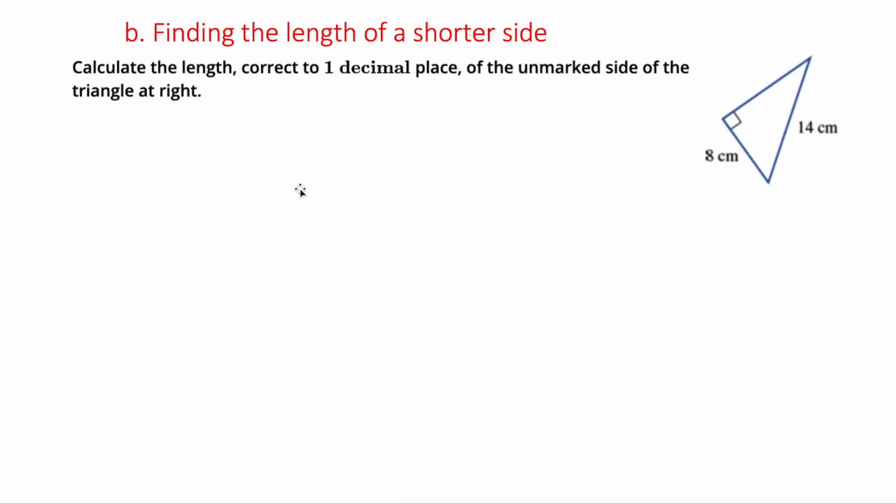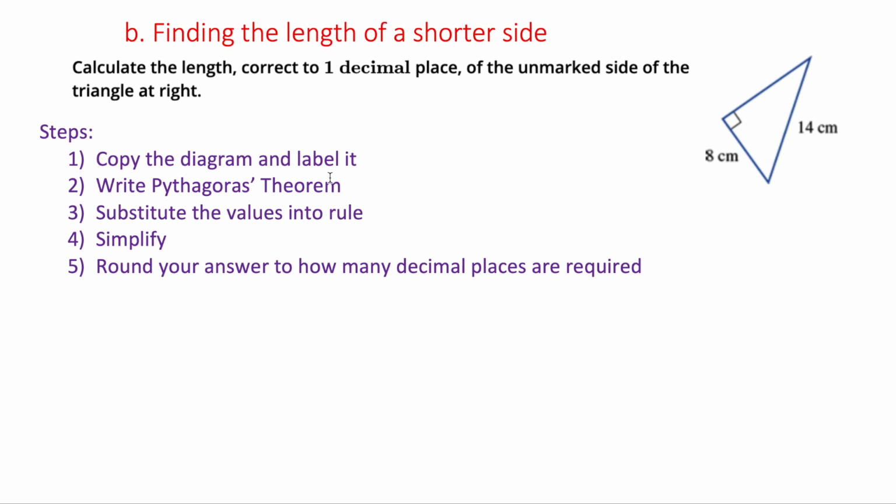The second type of question is when it's asking us to find the length of the shorter side. So in this case, we don't have to find the hypotenuse. Let's read the question. It says, calculate the length correct to 1 decimal place of the unmarked side of the triangle at the right. The steps are exactly the same as before. The first thing I'm going to do is copy the diagram and label it. So I'll copy my diagram.